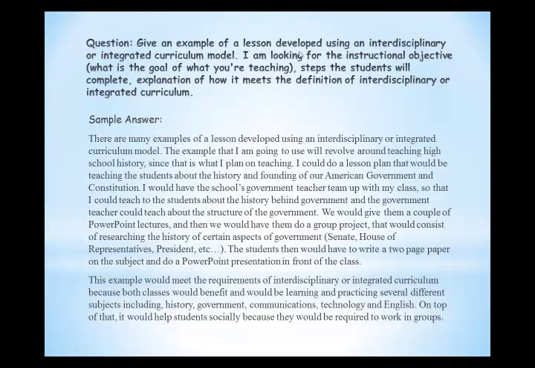This first one, first he's going to talk about a lesson developed using the interdisciplinary and integrated curriculum model. Then I'm looking for a strong instructional objective, and then I want to know the steps the students will take, and then explain how it meets the definition of interdisciplinary or integrated curriculum. So I'm looking for not only a definition and comprehension by the student of this topic, but I want them to tell me how they're actually going to implement it in a classroom.